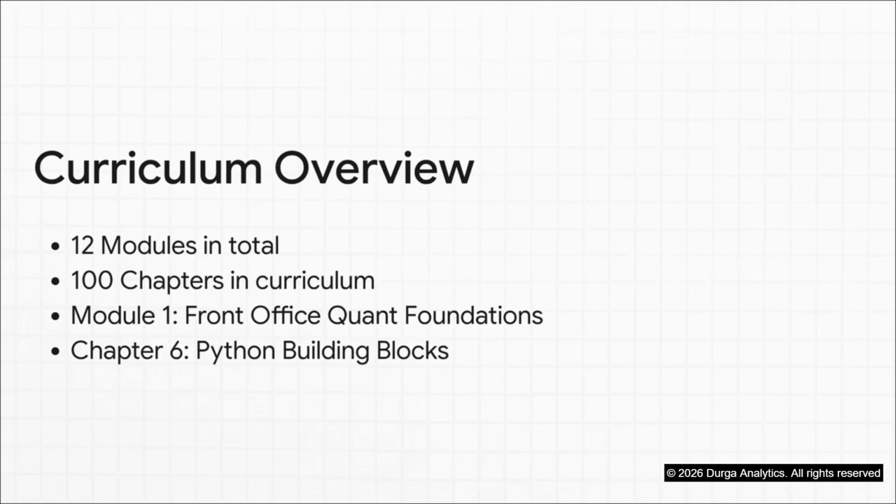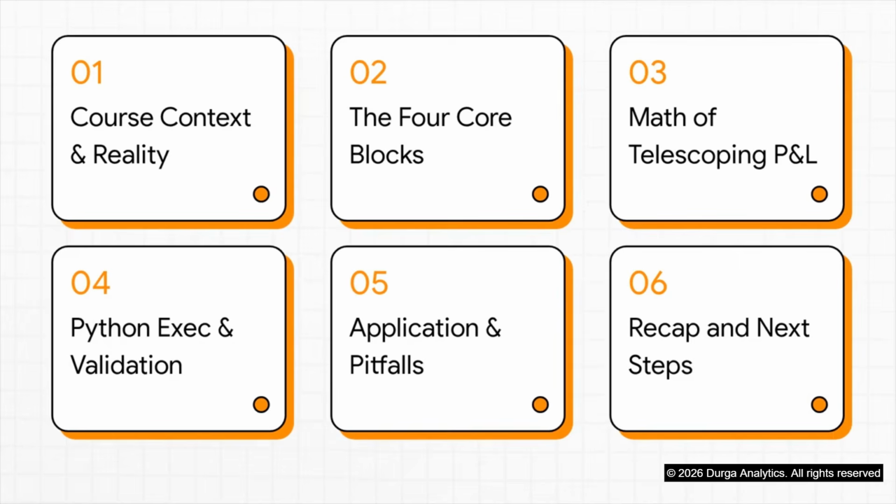It's absolutely crucial. So our agenda for today goes like this. First, course context and desk reality. Second, the 4 core blocks. Third, the math of telescoping P&L. Fourth, Python execution and validation. Fifth, desk application and pitfalls. And finally, a recap and next steps.